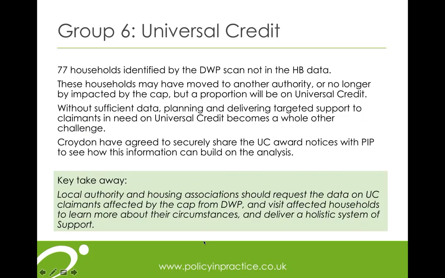And finally, there's a group of households that could be on universal credit. Why do I say it could be? Because, for example, in Croydon, we identified 77 households within the DWP scan that were not in the housing benefit data. So it could be that these households may have moved to another authority or are no longer impacted by the cap, but most likely these households are on universal credit.